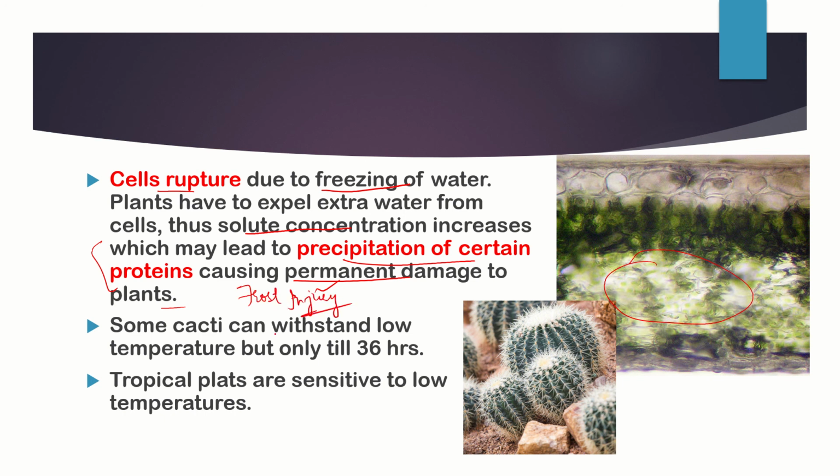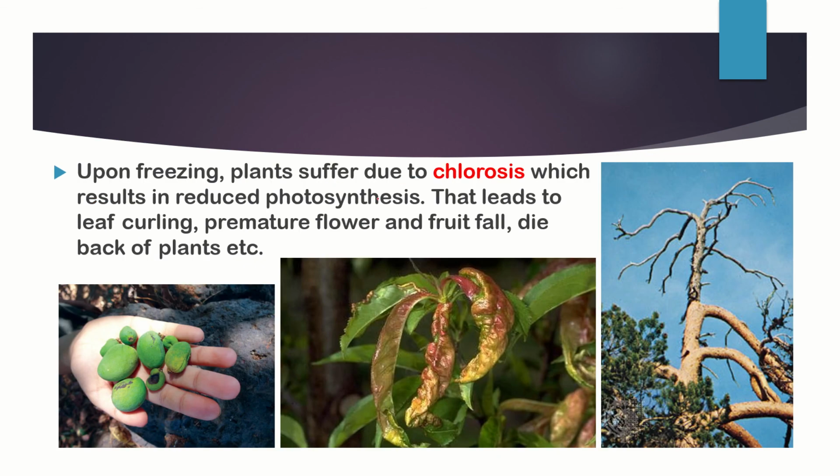But some plants have tackled this. How? We have certain cacti. They can grow under such conditions for 36 hours, not more than that. So if the condition prevails any longer, then cactus can also die. Then tropical plants are especially very sensitive to low temperatures. Why? Because they are growing under a hot and humid environment, so they are not adapted to low temperature conditions.